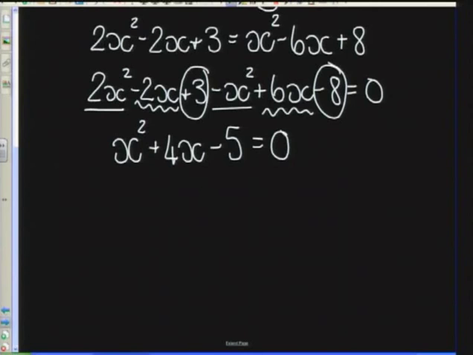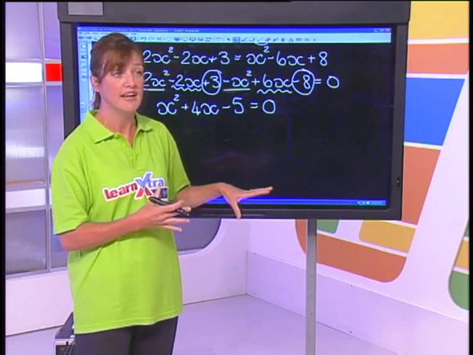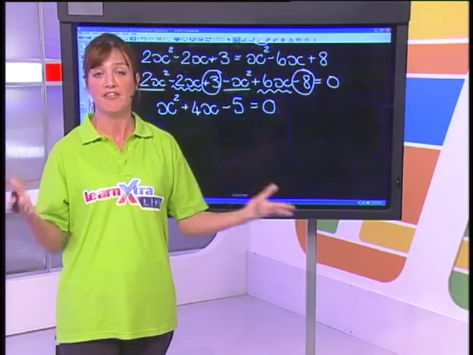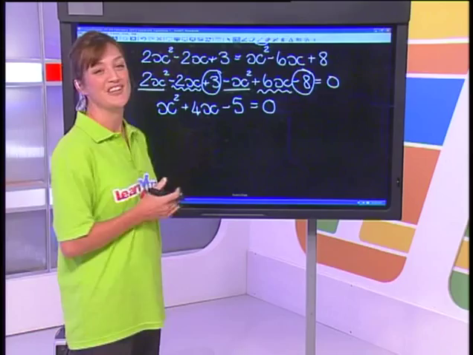Right, so we've got a quadratic equation, because we've got our x squared. All of our terms are on the left-hand side, and the right-hand side is equal to 0. We're all set up to now just finally solve our equation.